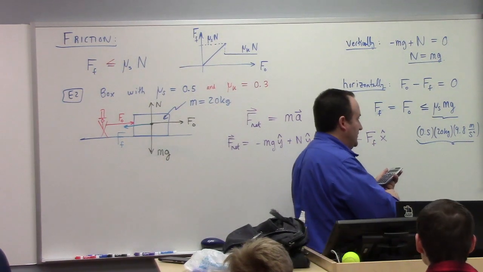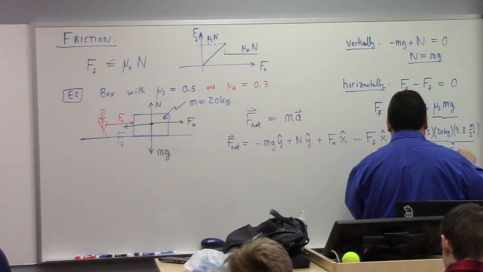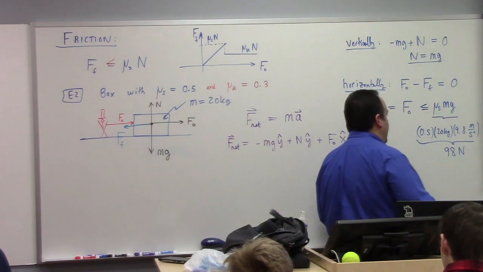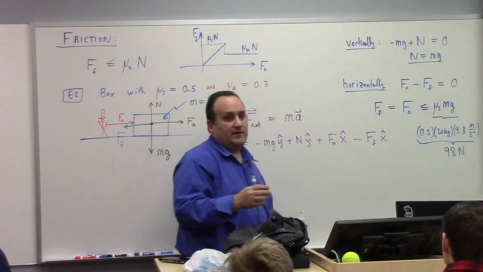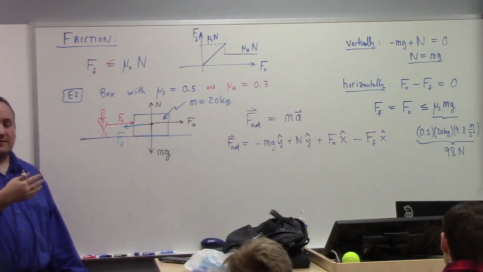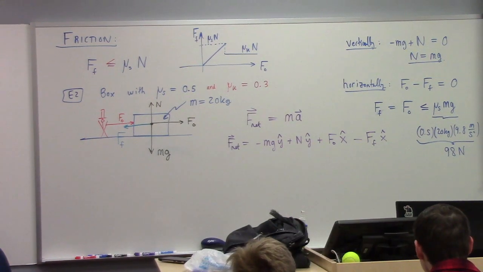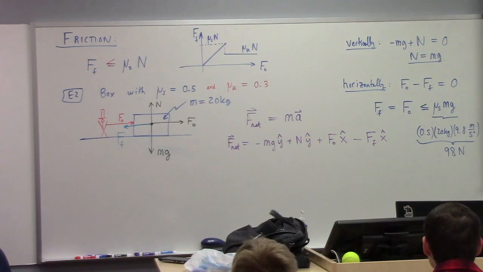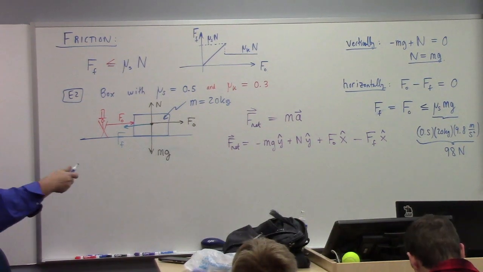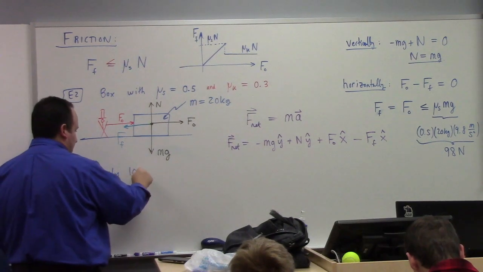Let's see, 0.5 times 20 times 9.8. All right, so the maximum available force of static friction is 98 newtons. That's all you get. So in this hypothetical box, if I push with a force of less than 98 newtons, it doesn't move. It's in static equilibrium. Suppose I apply 100 newtons, then what happens?